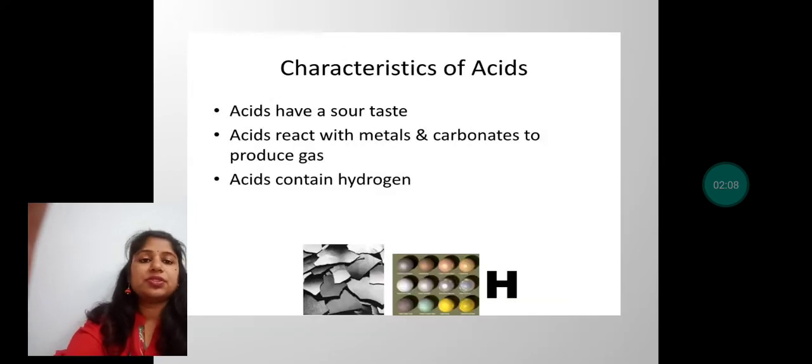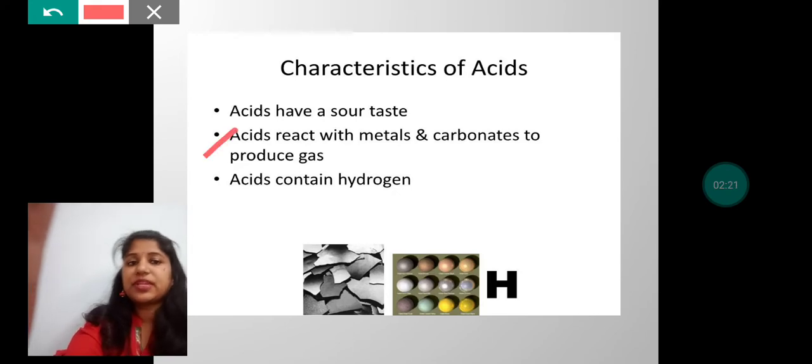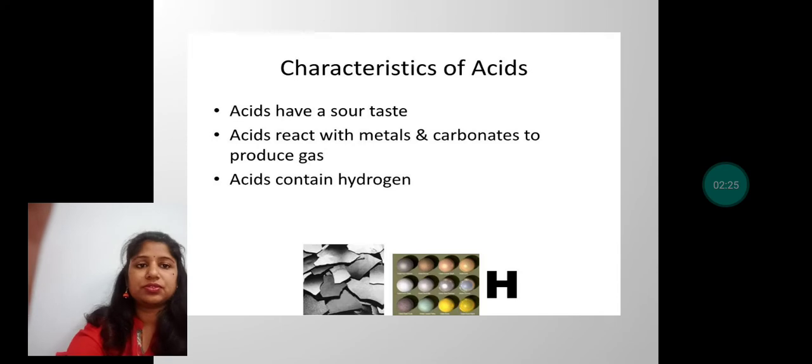Now from this basis, let's see the characteristics of acids. Acids have a sour taste. Acids react with metals and carbonates to produce gas, and acids contain hydrogen. This second point we are going to study in detail in the next classes.